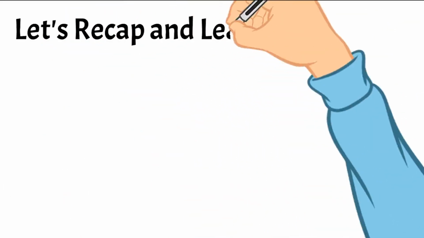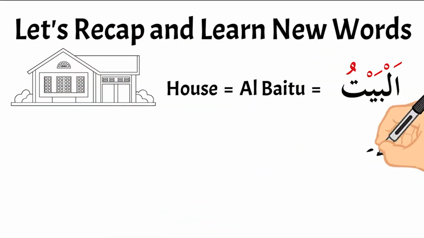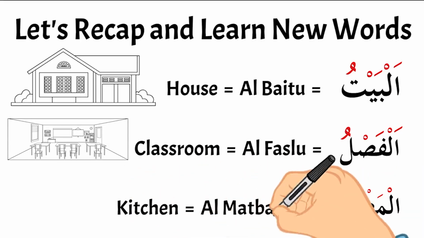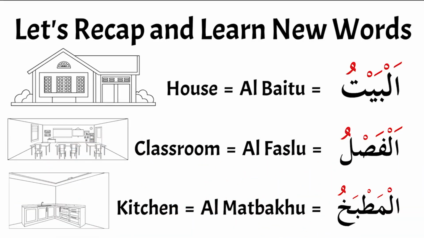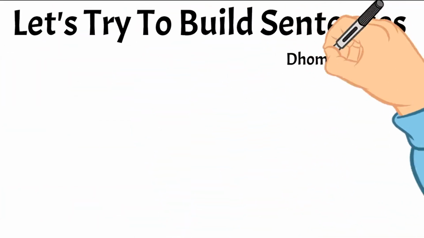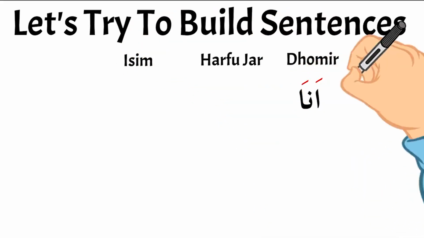Let's recap and learn new words. Al-Baitu means house. Al-Faslu means classroom. Al-Matbahu means kitchen. Let's try to build sentences. The sentence consists of damir, harfu jar, and isim.